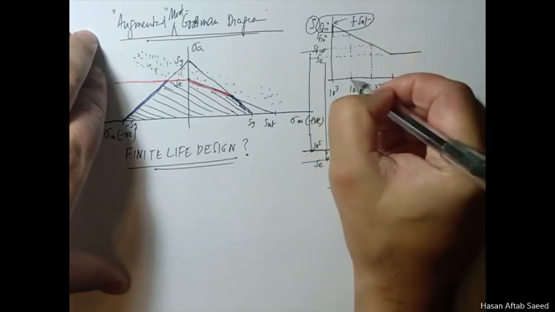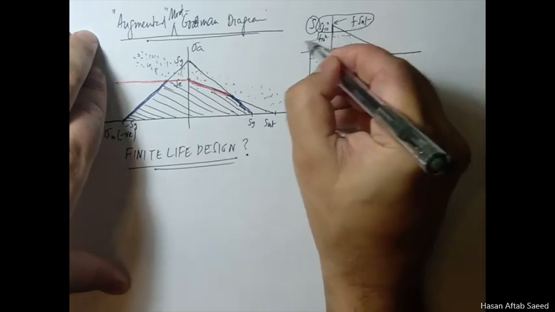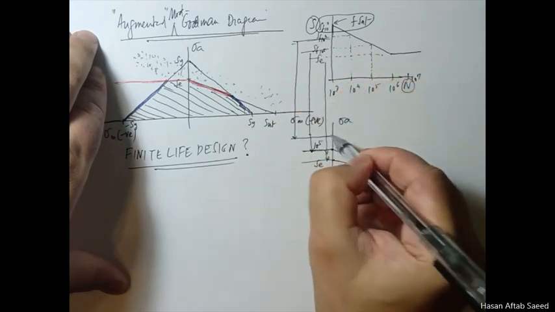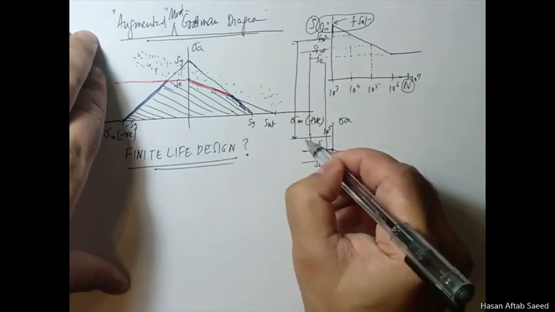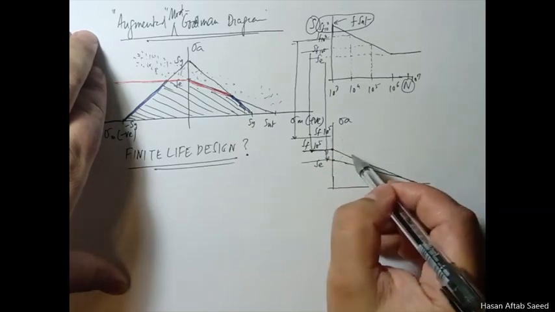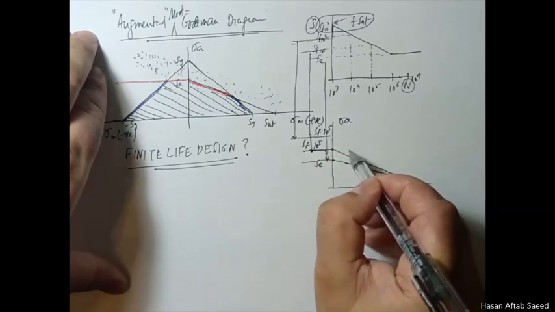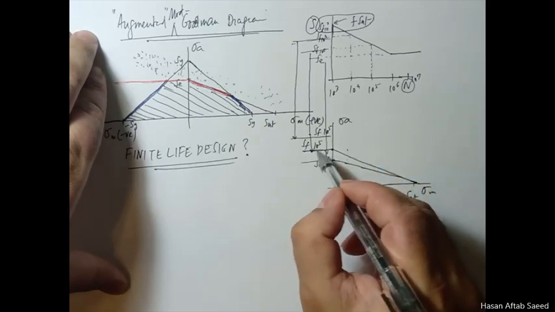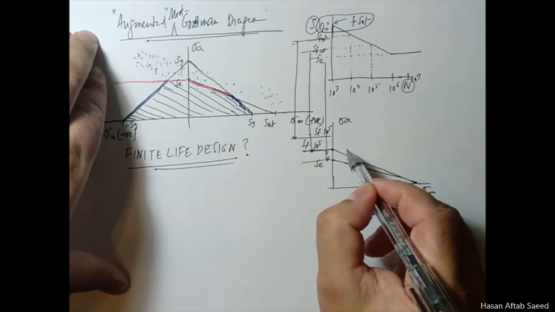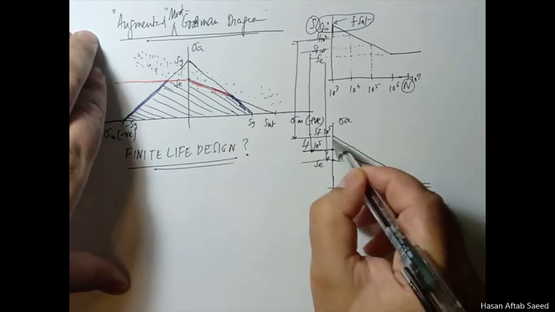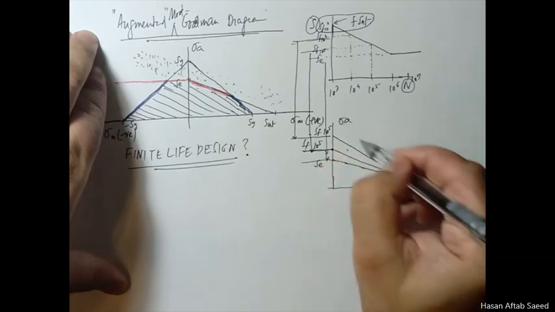What if you are interested in a life of 10 raised to the power 4? No problem. Again, drop this, 10 raised to the power 4. This stress, let's call it SF. It should lie higher than this. Any point that fell in here failed as far as 10 raised to the power 5 cycles was concerned, but it is still safe as far as 10 raised to the power 4 cycles are concerned. And similarly for 10 raised to the power 3 cycles.